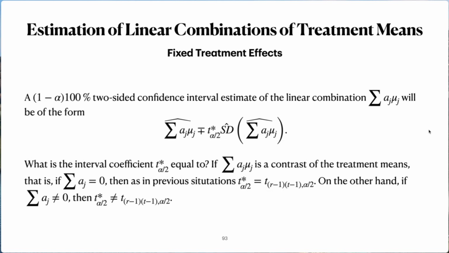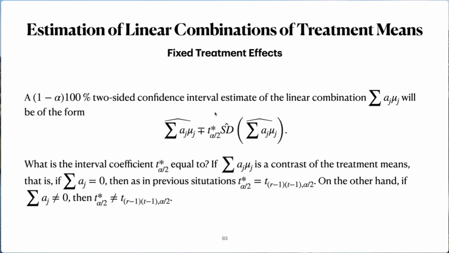Okay, so now let's look at how to construct a confidence interval of some type for the linear combination. A 1 minus alpha times 100% two-sided confidence interval estimate of the linear combination is going to be of the following form. So this is the typical form. We start off with a point estimator, and then we go a distance to the left and to the right, equal to the margin of error associated with that point estimator.